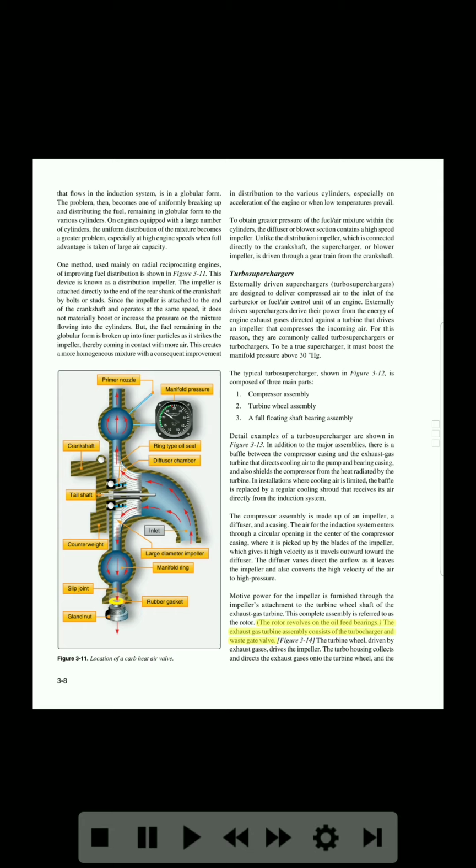The exhaust gas turbine assembly consists of the turbocharger and wastegate valve, figure 3-14. The turbine wheel, driven by exhaust gases, drives the impeller. The turbo housing collects and directs the exhaust gases onto the turbine wheel.